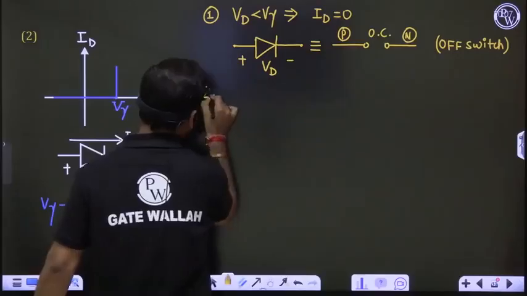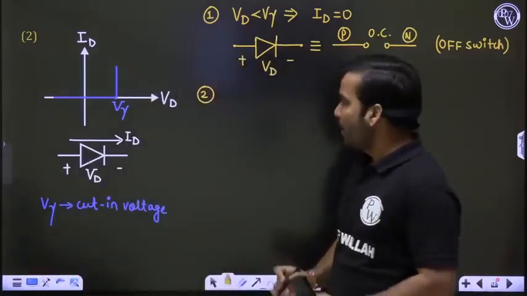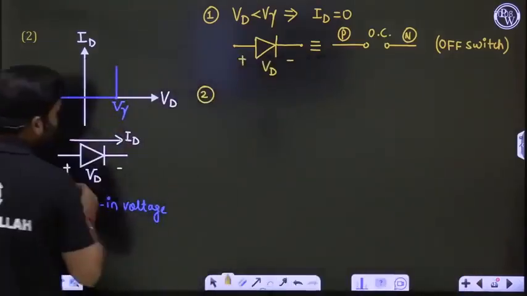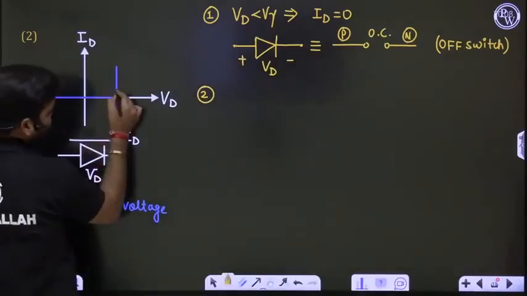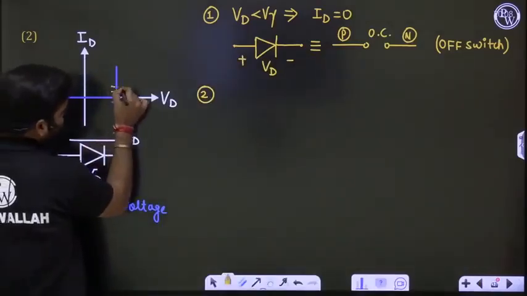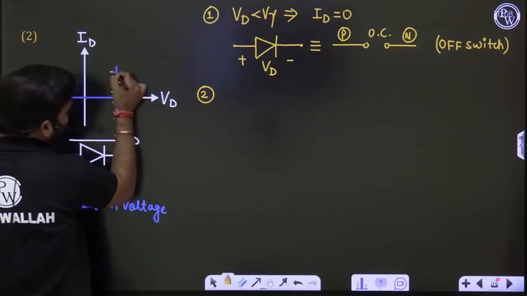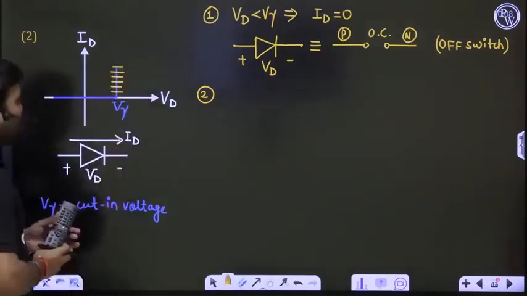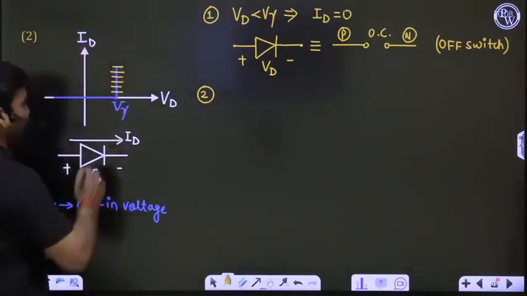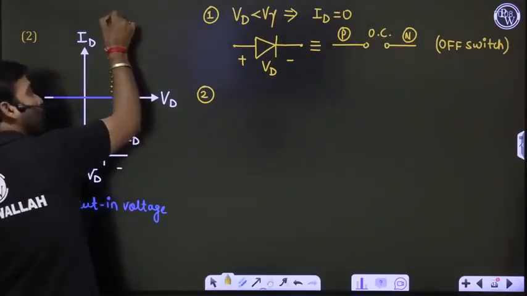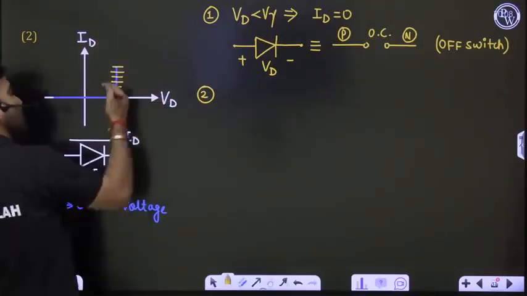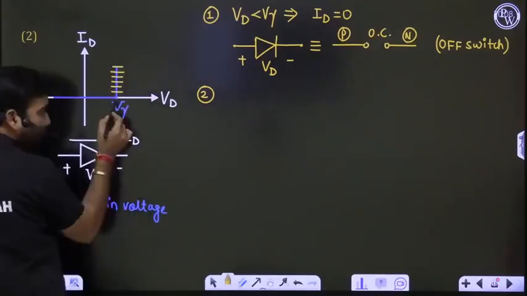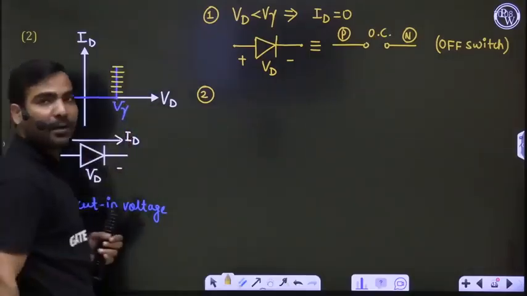Next, the second case. The second case is Vd greater than V gamma, or just V gamma plus. At that time, how much current? Current 1 milliampere, 2 milliampere, 3 milliampere, 4 milliampere, 5 milliampere. Current can take any value. You can extend that blue color also, no problem. So current can take any value, but voltage is fixed at V gamma.